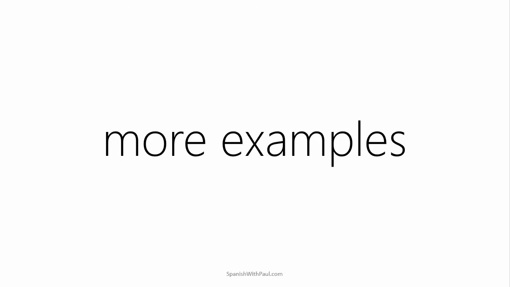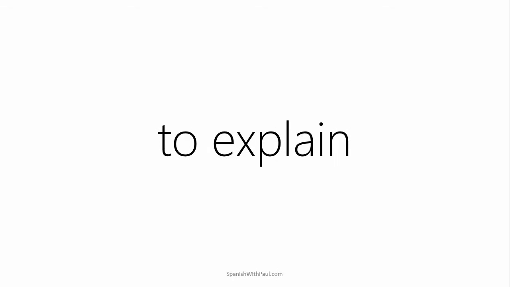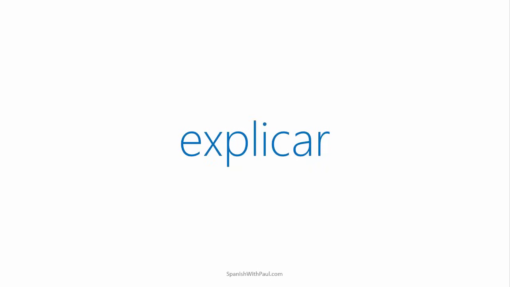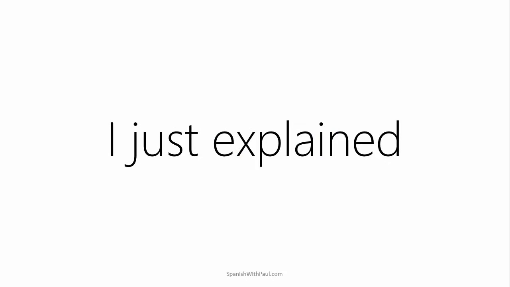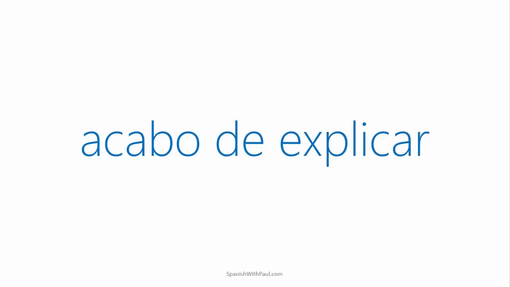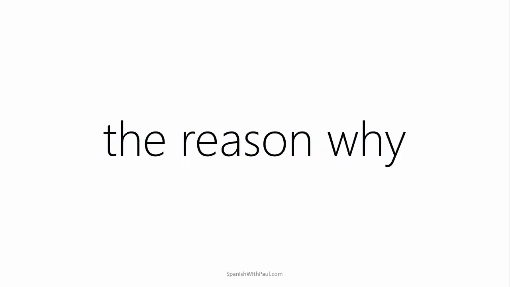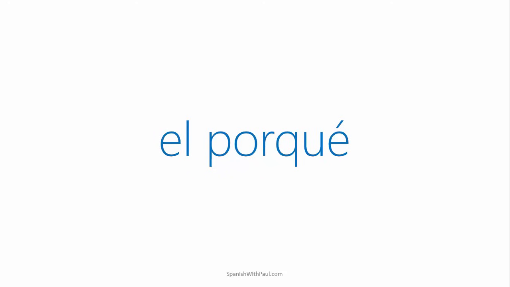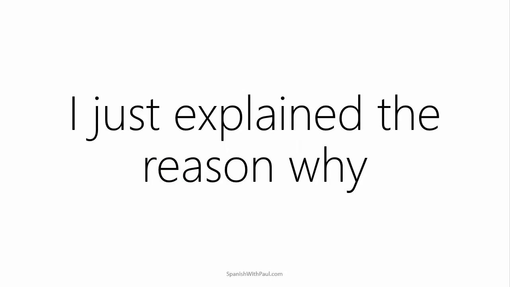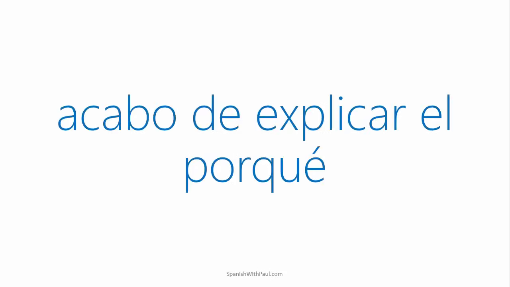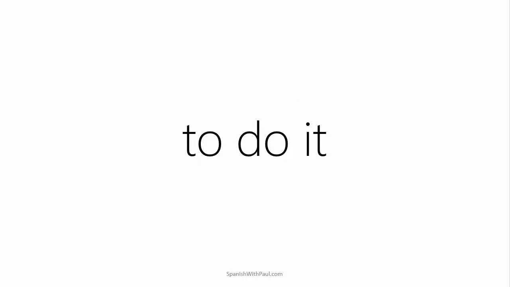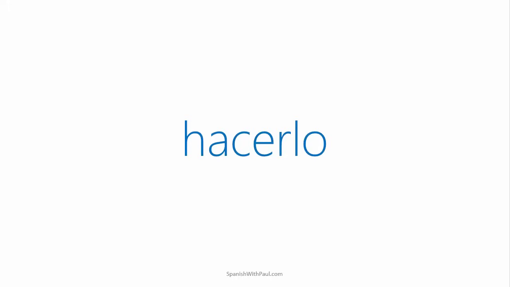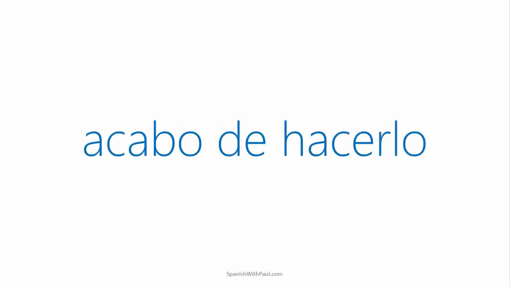Let's look at some more examples. What's the verb to explain? Explicar. Now, how would you say I just explained? Acabo de explicar. How do you say the reason why? El por qué. Now try to say, I just explained the reason why. Acabo de explicar el por qué. How do you say to do it? Hacerlo. Now try to say, I just did it. Acabo de hacerlo.